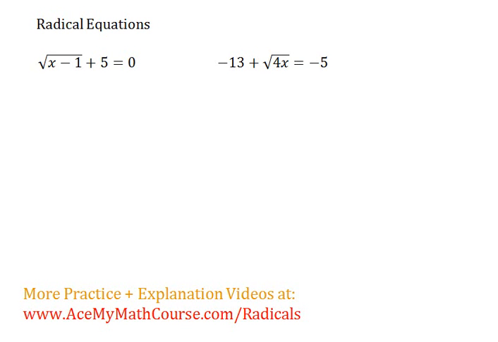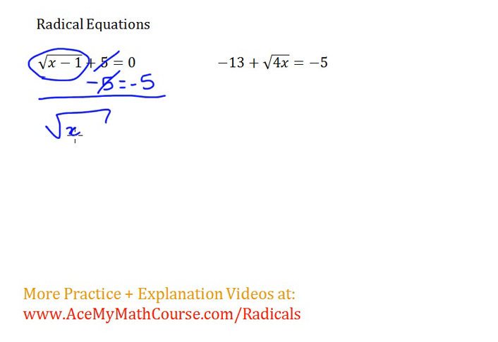Now we have the square root of x minus 1 plus 5 equals 0. And our first step will be to isolate the radical. So I'm going to subtract 5 from both sides of the equation. We always want to have the element with the square root on its own in either side of the equation. That's going to make things a lot simpler.